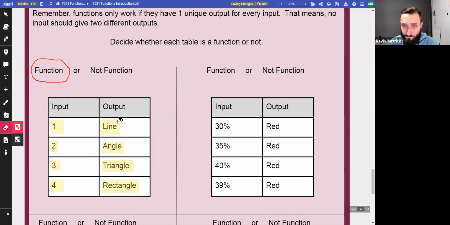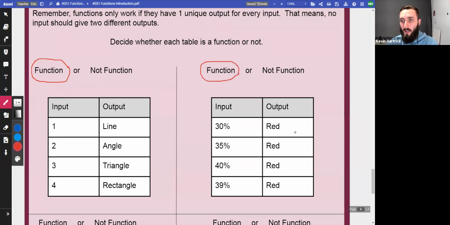We're noticing that as long as each input has only one type of output, meaning each one that's on the left-hand side of the column only has one option on the right-hand column, then we're good. It's a function. So this is also a function. But Mr. Hartrick, all the outputs are the same. That's okay, all right? Doesn't matter what the outputs are. They could all be the same output as long as each of the inputs, each of the x values that is plugged into this function gives only one output.